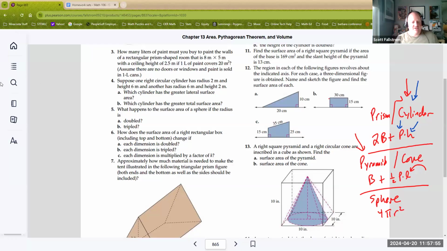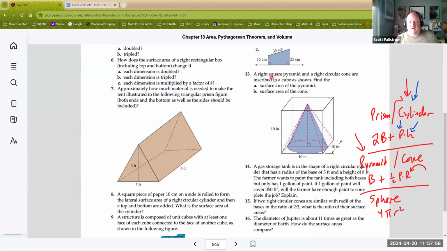Let's see here, what else? We have things 12 through 14. A right square pyramid and a right circular cone are inscribed. Find the surface area of the pyramid and the surface area of the cone. Perfect. So they're inside of a cube.